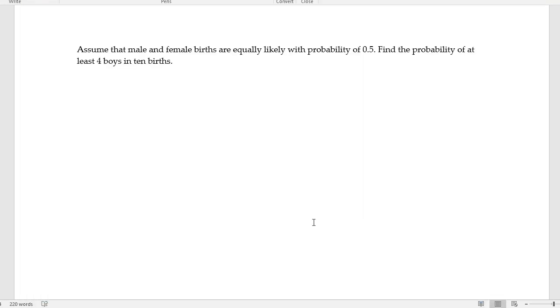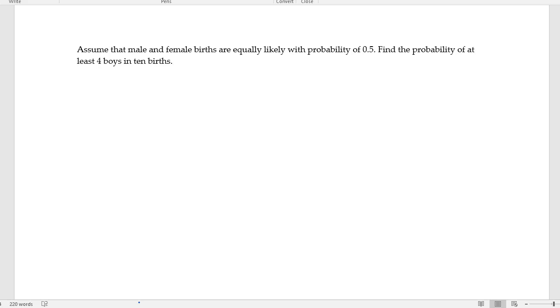All right, let's take a look at a slightly different example. I'm picking different numbers here just so we can get some variation. So this problem says, assume that male and female births are equally likely with a probability of 0.5. So 50% chance for a boy, 50% chance for a girl.